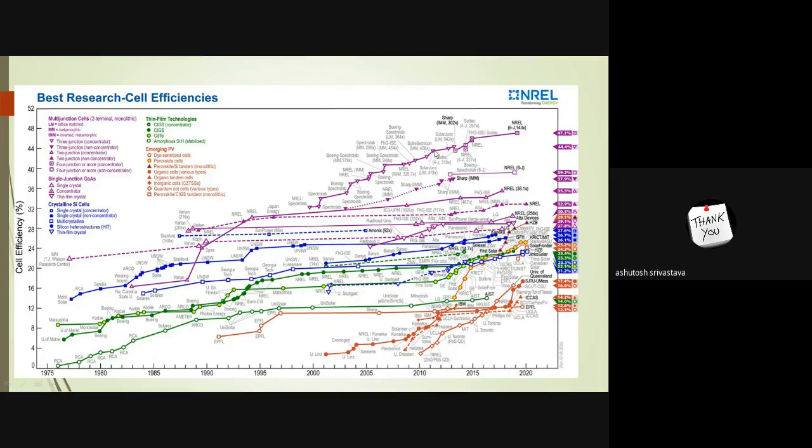The highest ones are these square shaped dots in between, which are basically for four junction or more, concentrated. So nowadays we are not only emphasizing technologies that provide efficiency with a single junction, but have also moved on to tandem. Tandem means using more than one junction for solar cell applications, for solar cell device generation.